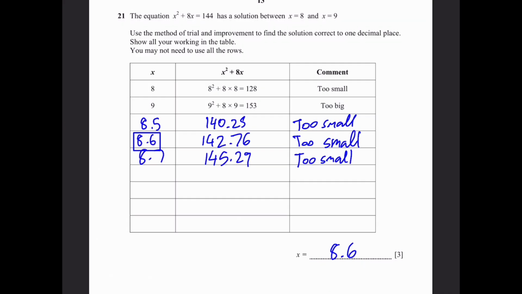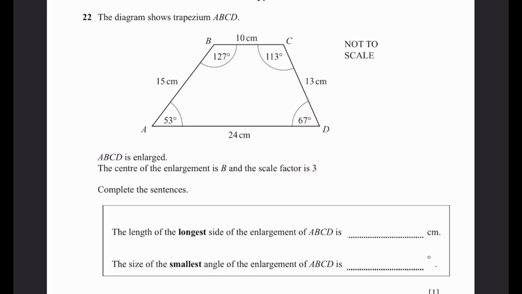Let's go to the next question, 22. The diagram shows trapezium ABCD. ABCD is enlarged. The center of enlargement is B over here, and the scale factor is 3. Complete the sentences. The length of the longest side of the enlargement of ABCD is dash.